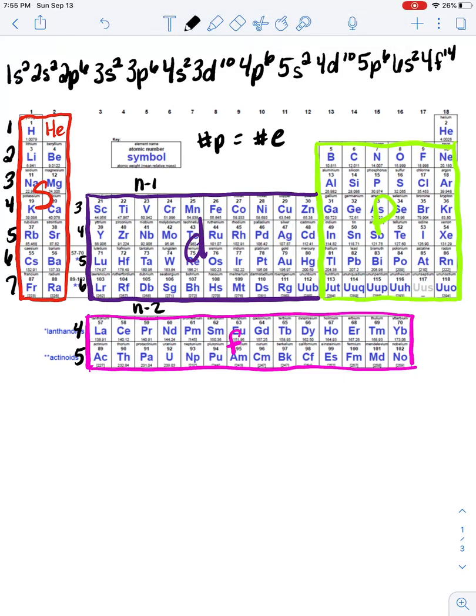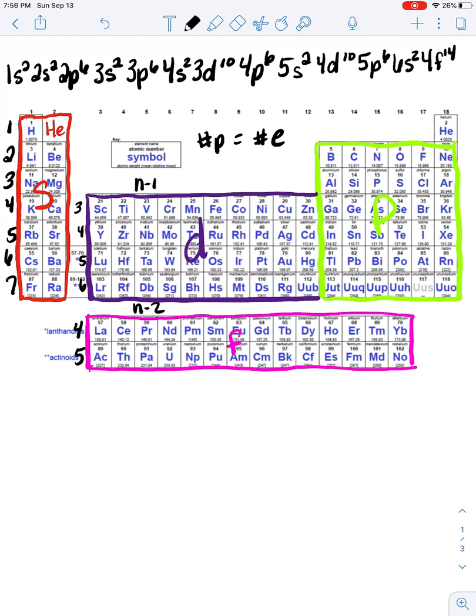Today we're going to look at electron configuration. Electron configuration is just the address of the electrons in an atom, and it is very important that we know where those electrons are. So we're going to look at the overall format.